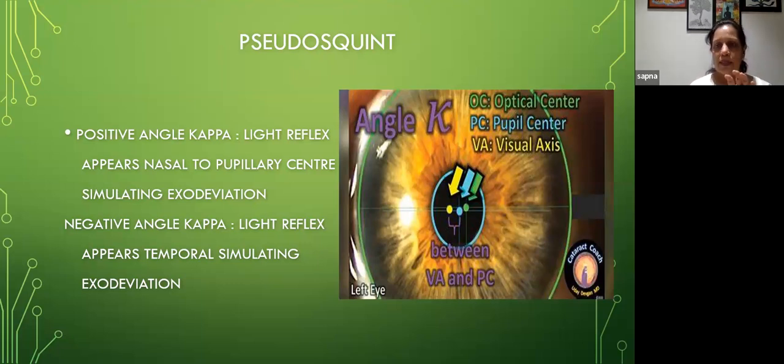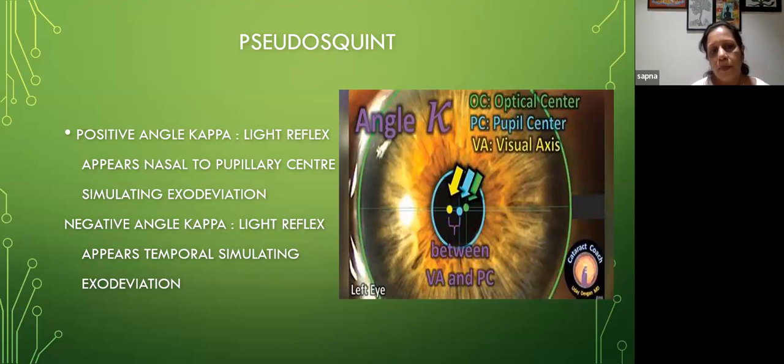So the cornea is there. This is the center. The reflex will be here. If it is exo, the reflex will be more nasal. If it is eso, the reflex will go outside. In a positive angle kappa, which is normal, the reflex will never be in the center of the pupil. It will always be a little nasal to the pupil.